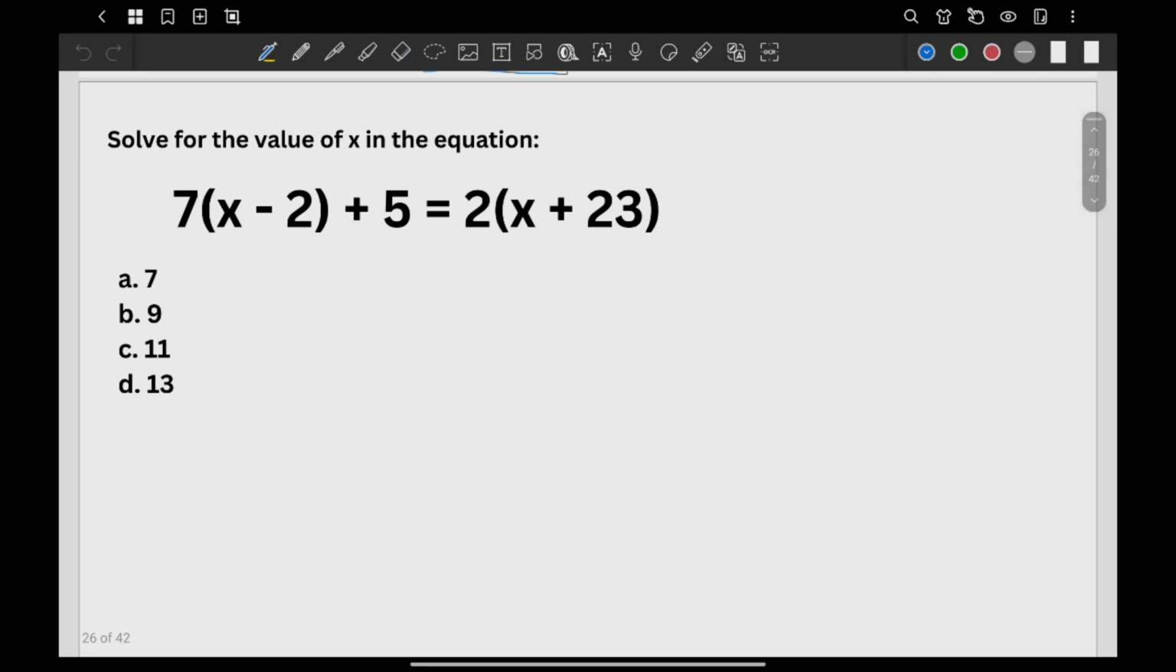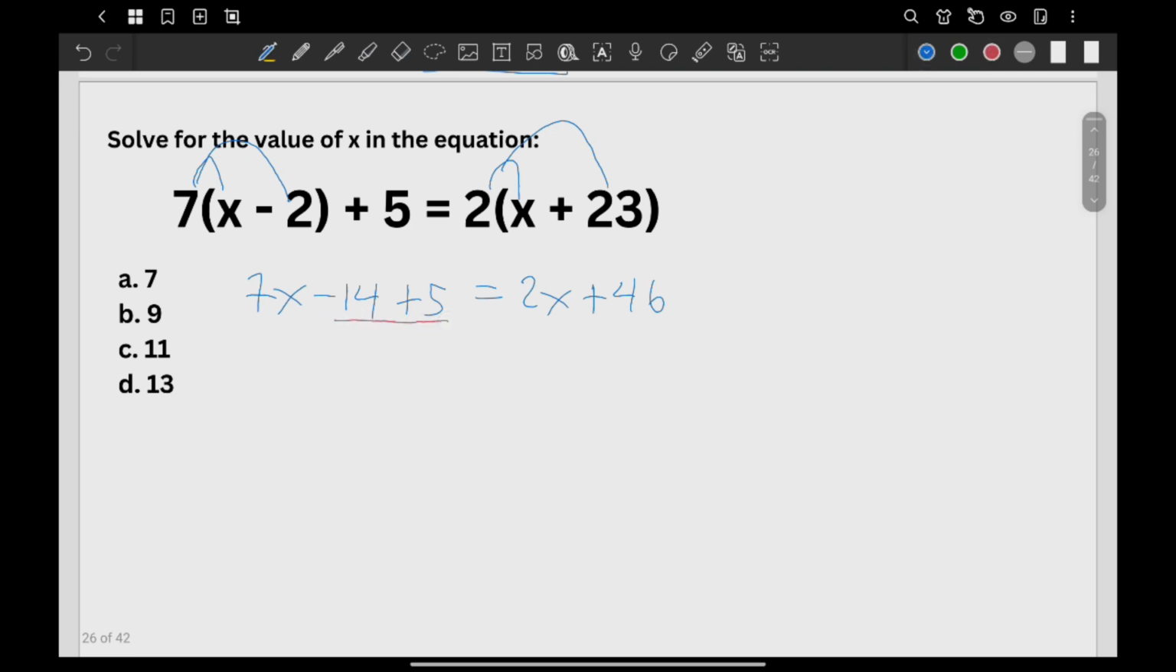Next one. Okay. So same thing. We do distribution. So 7 times x, that's going to be what? 7x. 7 times negative 2, it's going to be negative 14. Next, plus 5, I'll just copy that. It's equal to 2 times x, that's going to be 2x. And then 2 times positive 23, it's going to be positive 46. I hope you're able to follow. And again, if we can combine like terms, you do so.